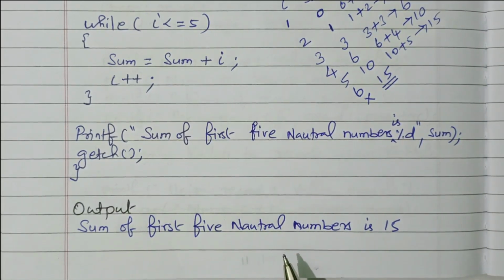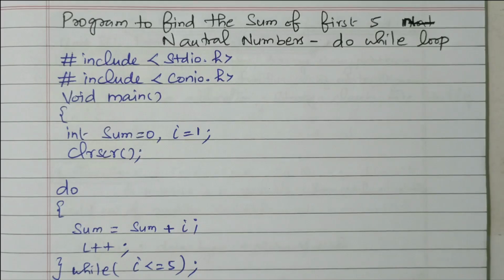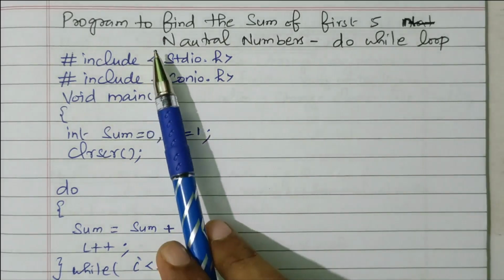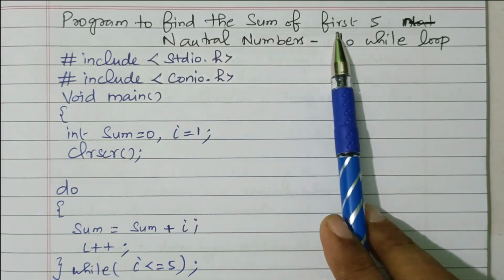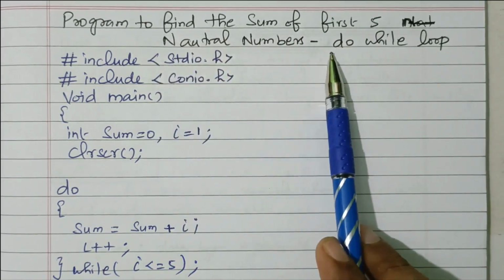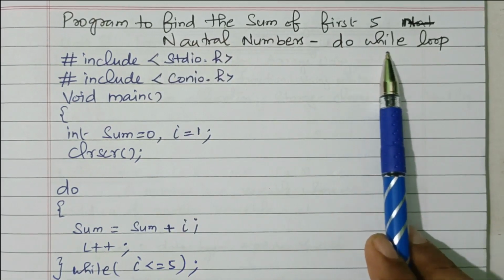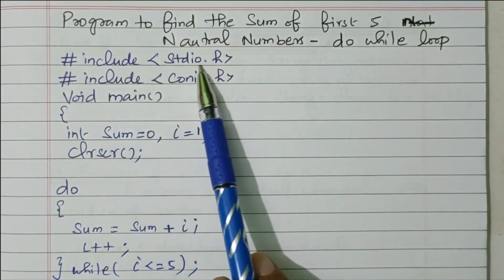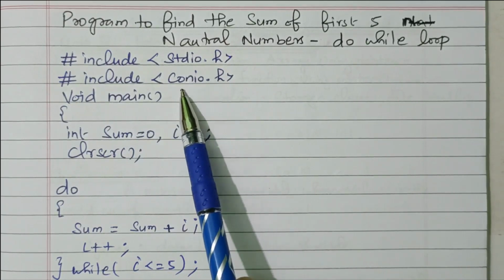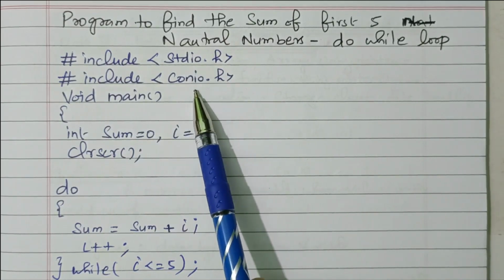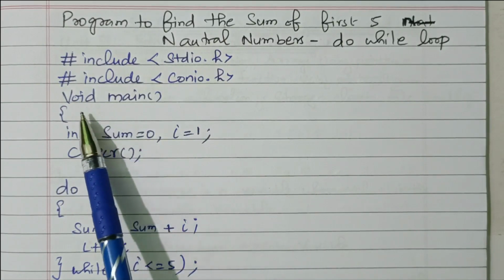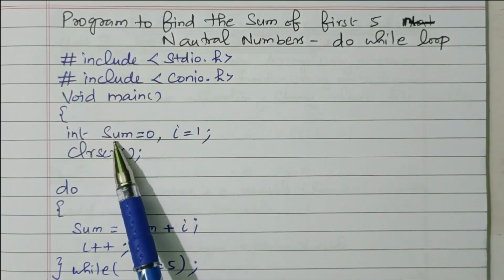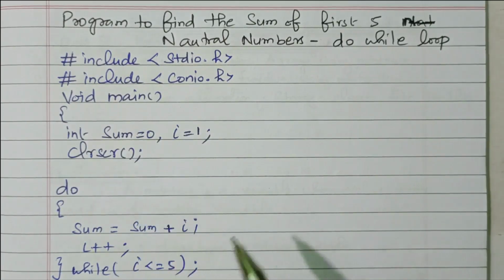Now we'll see the same program using the do while statement. Now we'll see the same program to find the sum of first natural numbers using the do while statement. Same program with do while statement. So first include the header files stdio.h, conio.h, standard input output, console input output. Start the main program. Here also same, sum equal to 0, I equal to 1.